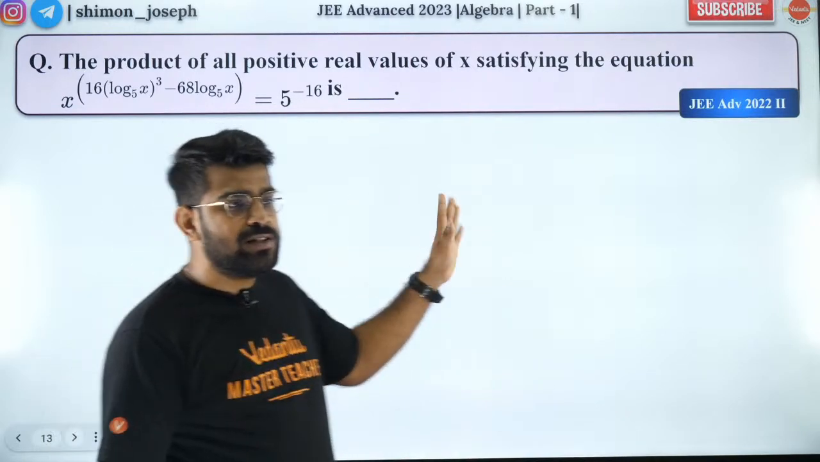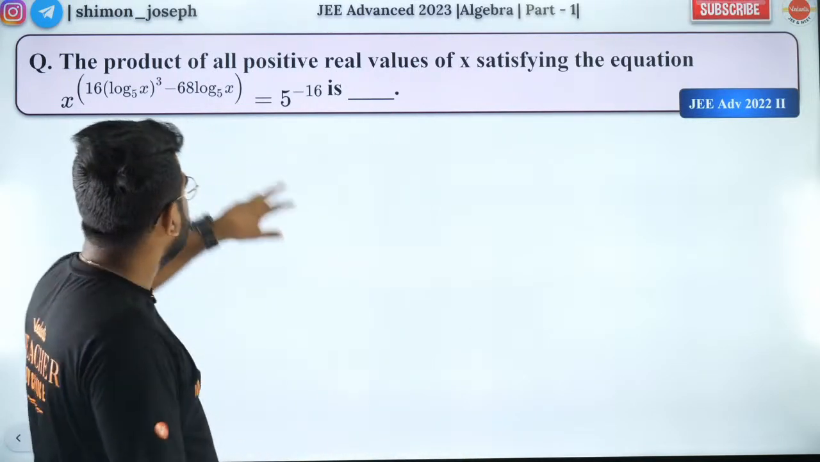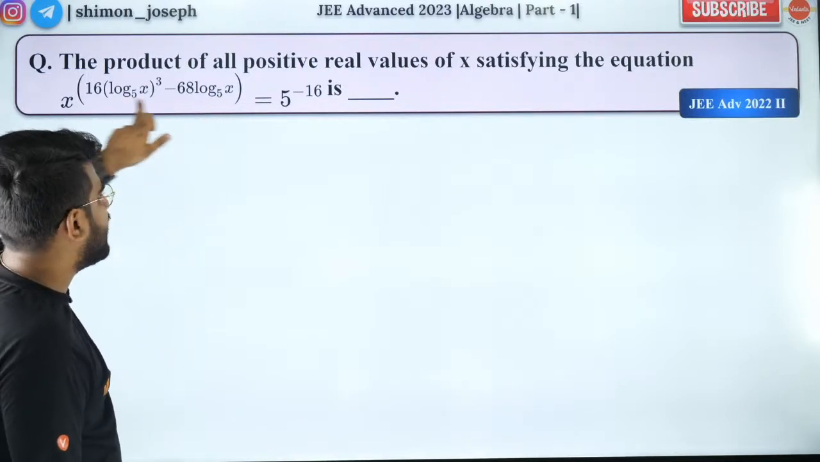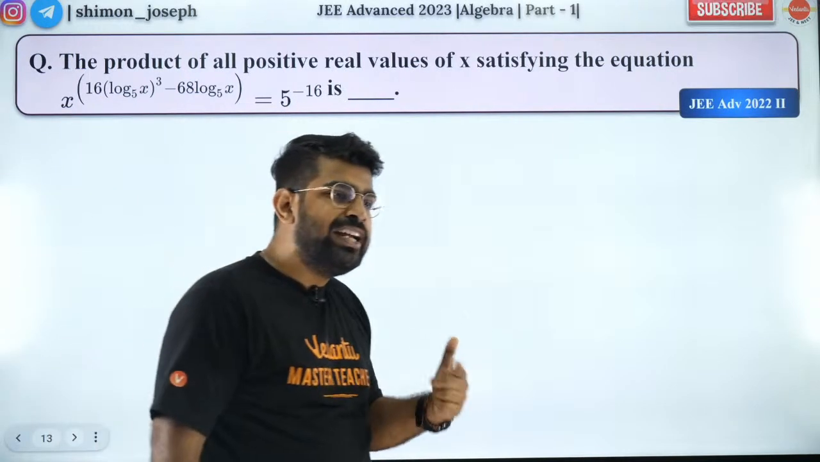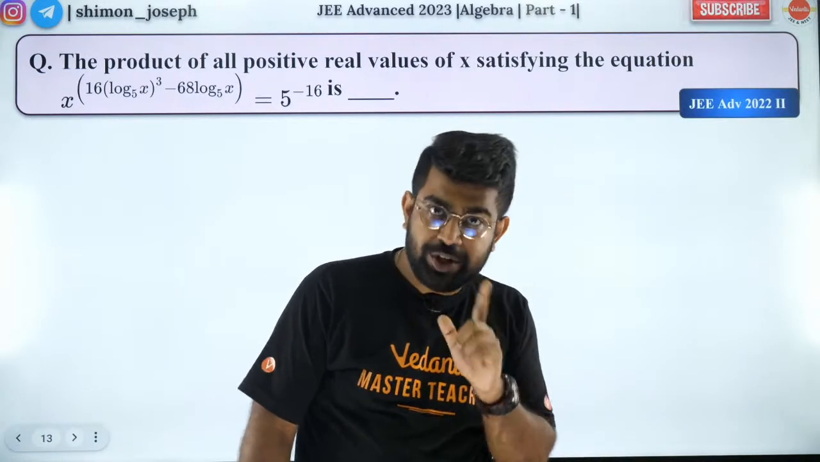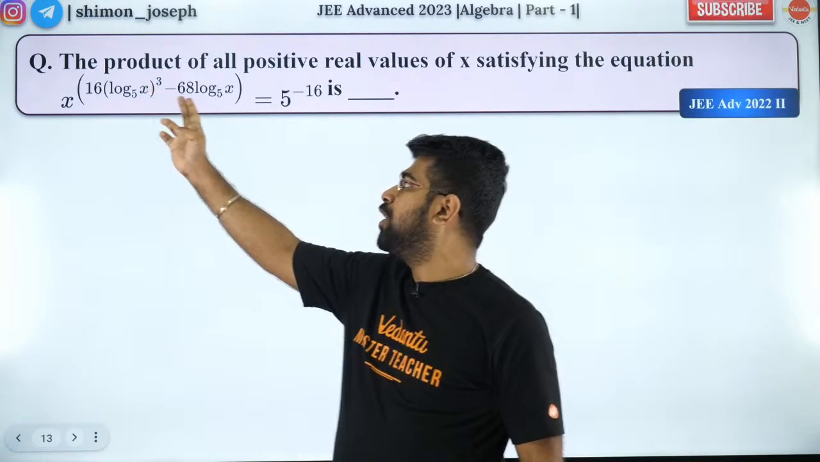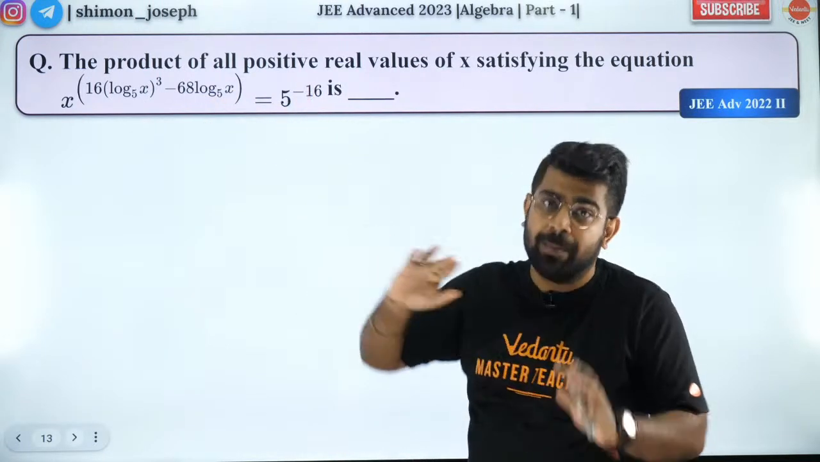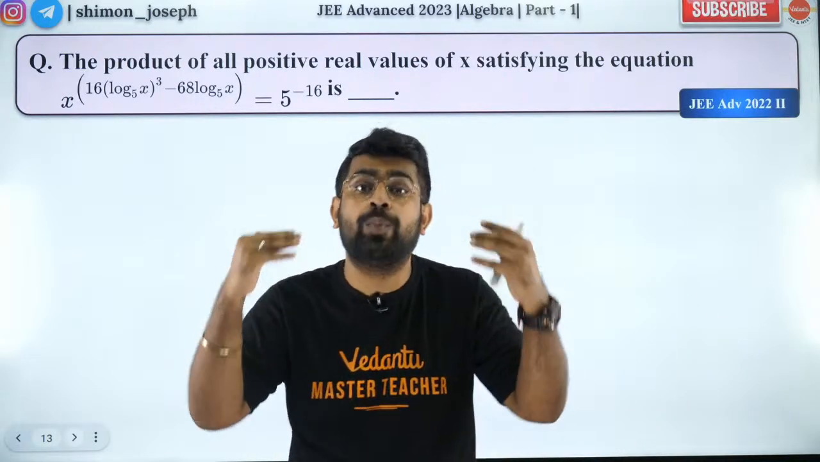So shall we solve this, boys and girls? Everybody? So what is the hint in this question? The hint is you have log to the base 5 everywhere, right? And here you have 5 to the power minus 16. So it makes sense to take log to the base 5 on both sides. Did you get it? Let me repeat. You already have log to the base 5 x, log to the base 5 x, and the right hand side is 5 to the power something. So it makes sense to take log to the base 5 on both sides.